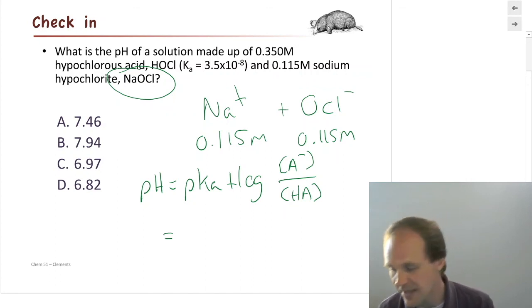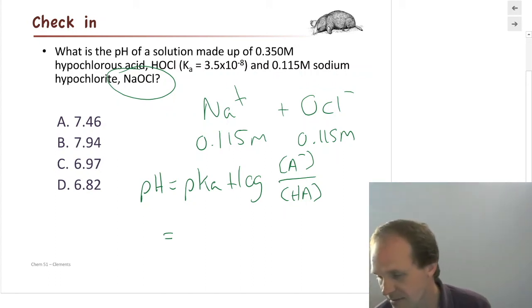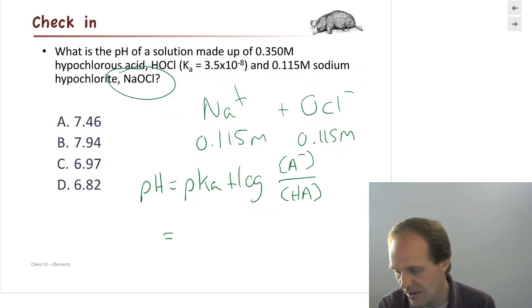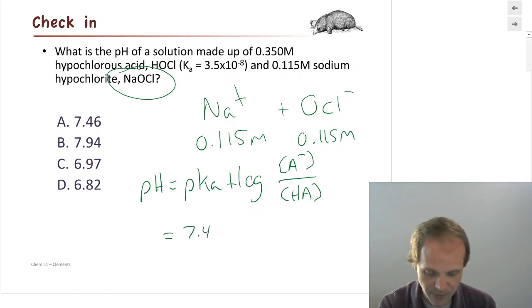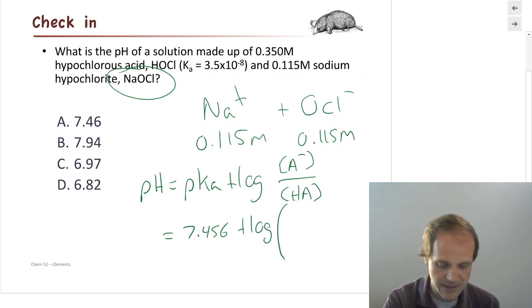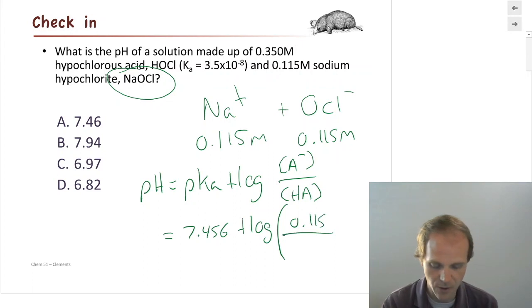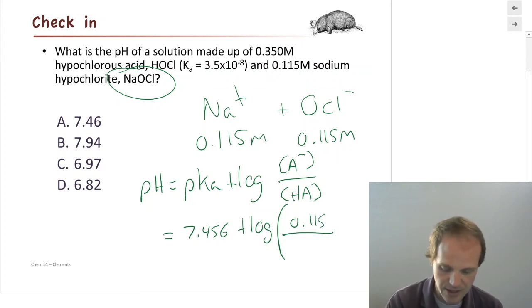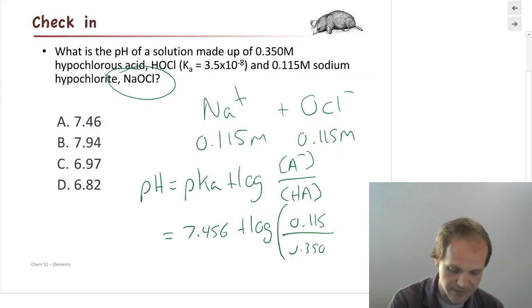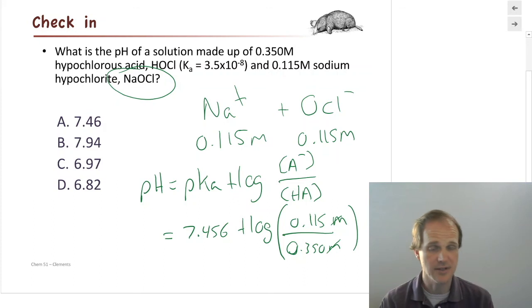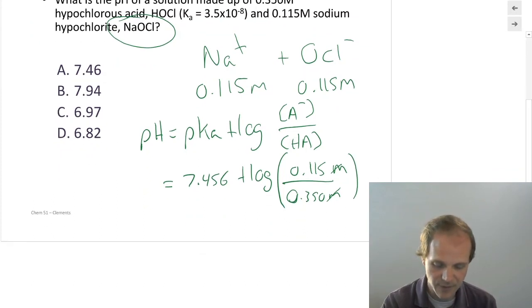Now we've got to do our pKa, our 3.5 times 10 to the minus 8th. We're going to take the negative log of that, and we get 7.456 plus the log of A minus. We decided that was our OCl-, so it's our 0.115 over the concentration of HA, which is 0.350. Those molars are going to cancel out, which is good because you can't take the log of a unit.